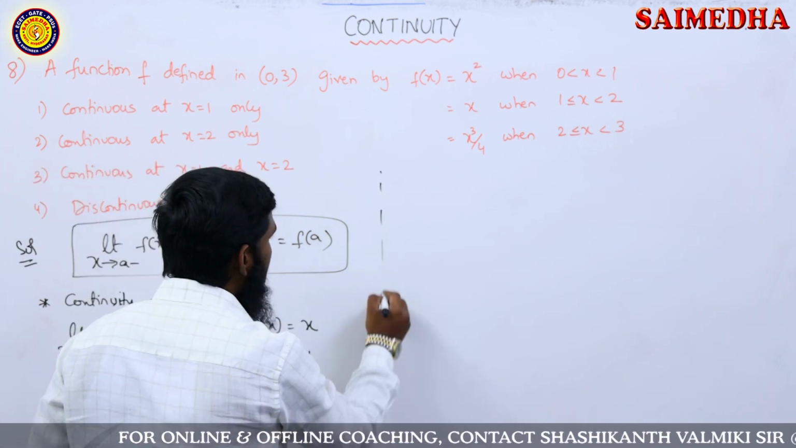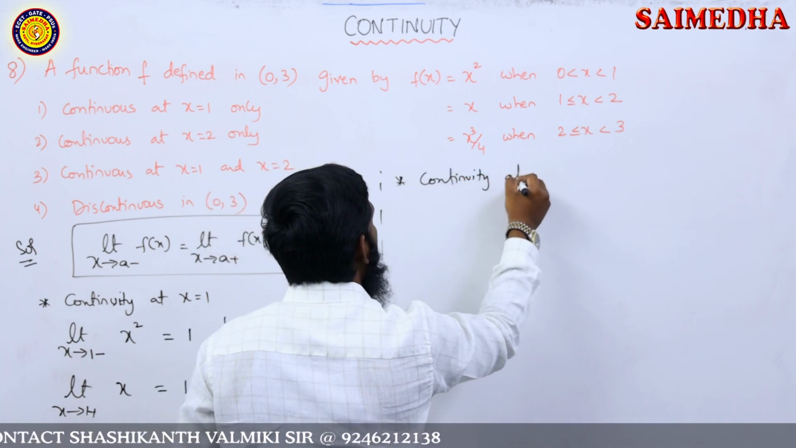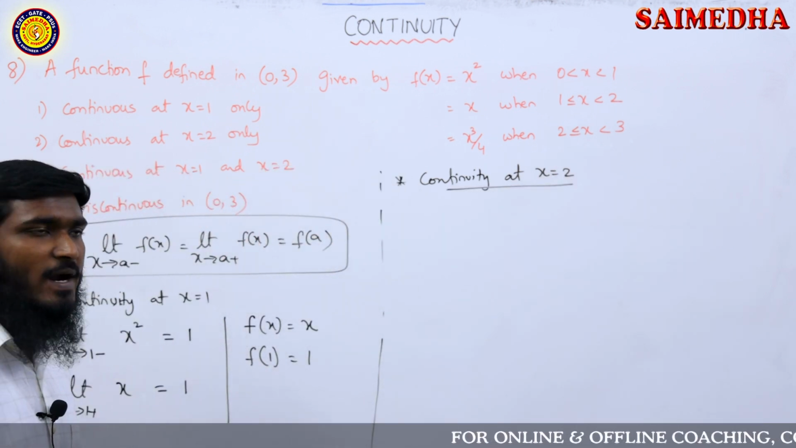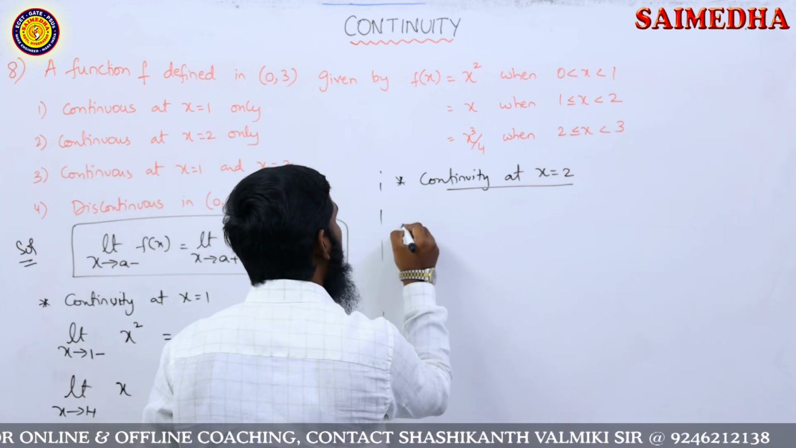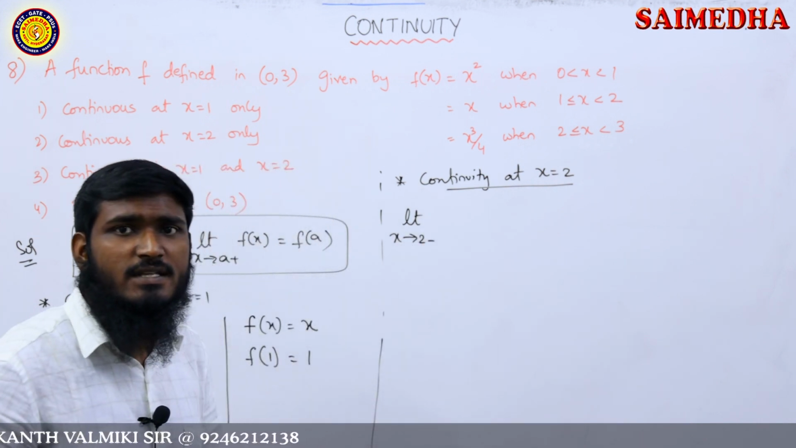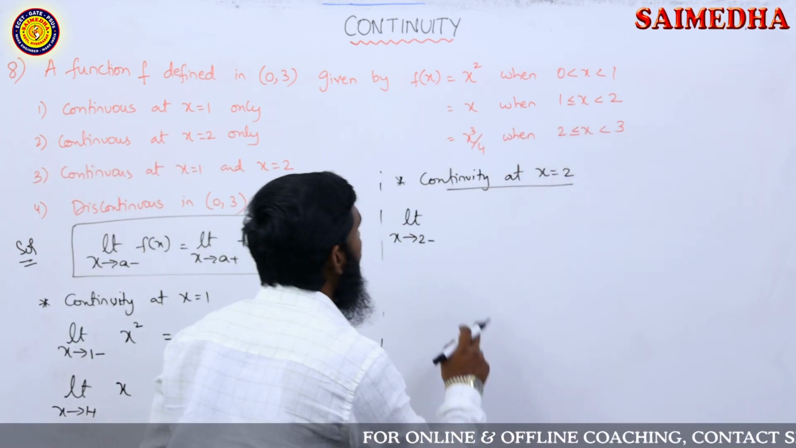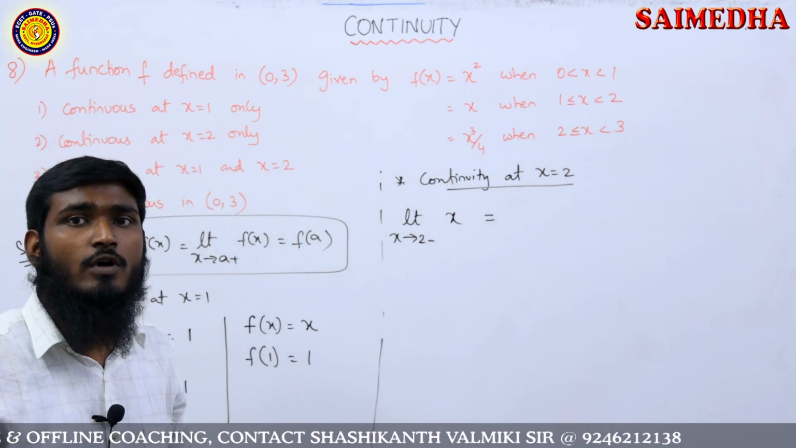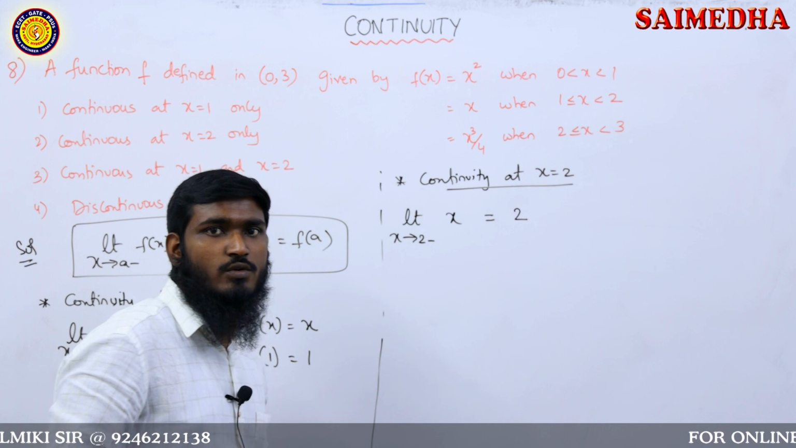Now let us see the continuity at x = 2. Now we are checking the continuity at x = 2. Same part we have to solve: first the LHL value, RHL value and value of the function. First, limit as x tends to 2 minus of f of x. 2 minus means it is somewhat less than 2. If it is less than 2, what is f of x over here? x. After applying the condition, the x value is 2, so we write 2 over here. Understood? This is the LHL value.